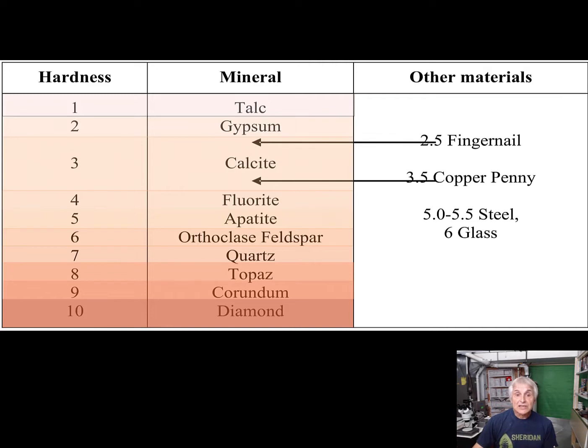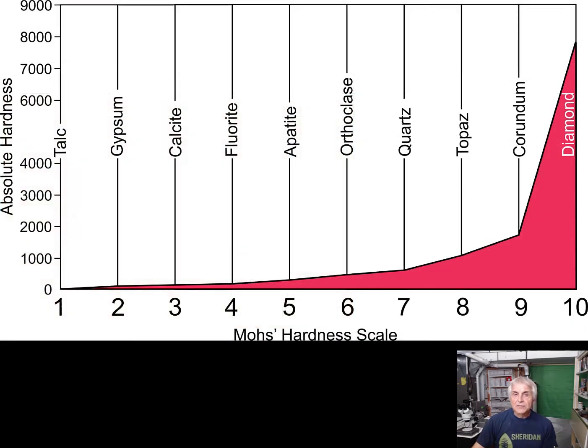So on this list, you'll see talc is the softest of the common minerals. Gypsum followed, calcite, fluorite, apatite, orthoclase, which is a type of feldspar, quartz, topaz, corundum, and then finally diamond. Now, diamond is the hardest substance that we have found in nature at this time. But here's the thing. Mohs hardness scale does not give an absolute hardness of a mineral. All it does is rank them in terms of increasing hardness.